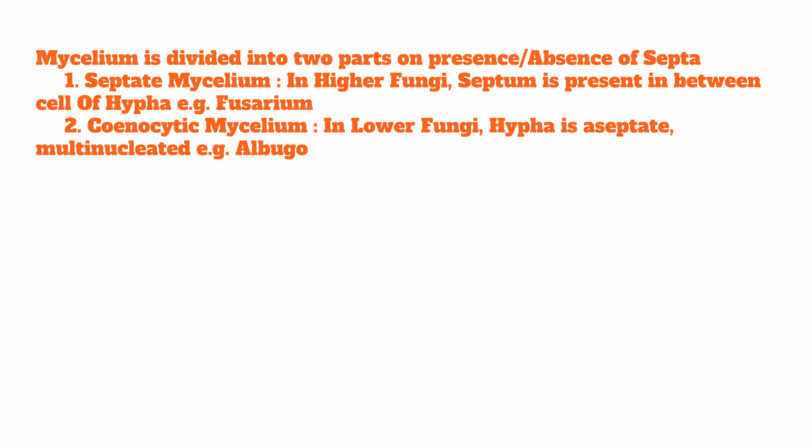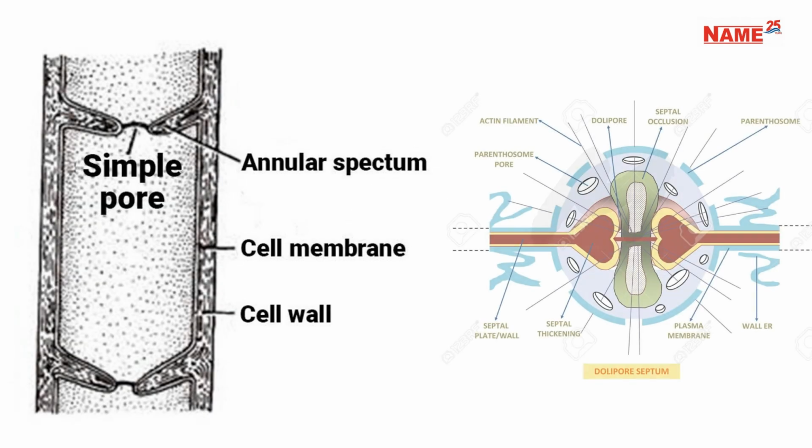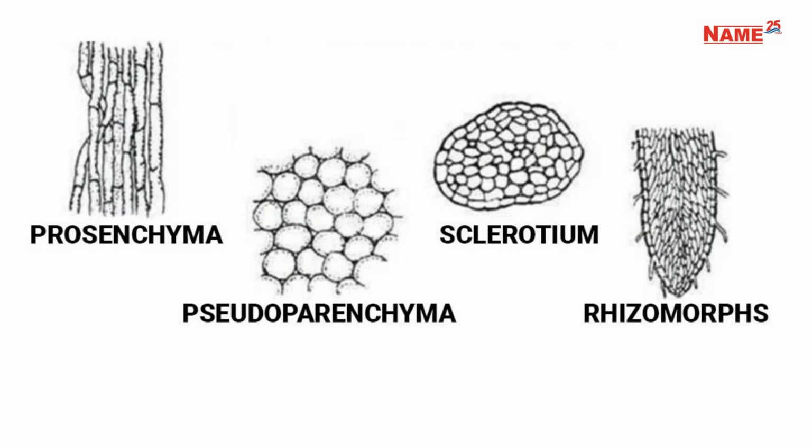Mycelium is divided into two types based on the presence or absence of septa: septate mycelium found in higher fungi like Fusarium, and coenocytic mycelium in lower fungi like Albugo. Septa contain pores, which can be simple, a small opening in the hypha, or dolipore, which is a septum with a bulge in the center. Here we can see diagrams illustrating the simple pore and the more complex dolipore septum structure in fungi. Fungi exhibit different tissue-like structures, such as prosenchyma, pseudoparenchyma, sclerotium, and rhizomorphs.